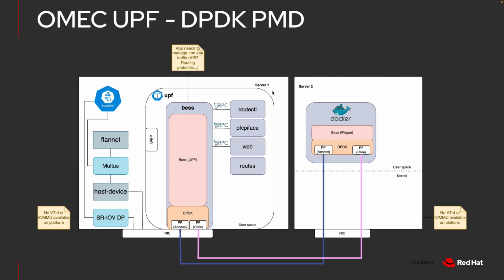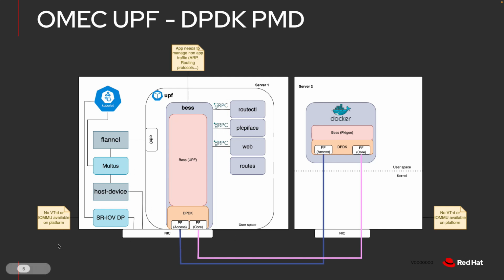On server 1, we're actually going to have a single node Kubernetes cluster. On this cluster, we are going to use the SR-IOV device plugin essentially to collect and advertise our PF resources to the kubelet. We're going to have Multus running on this node, and we're also going to have two CNIs, Flannel and Host device, to bind our PFs to the UPF pod.